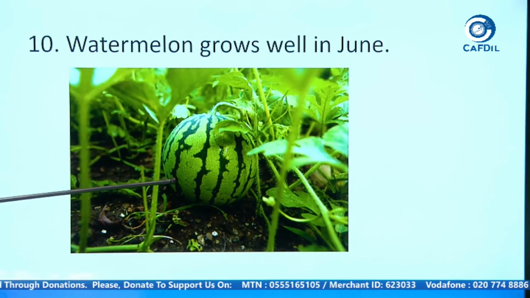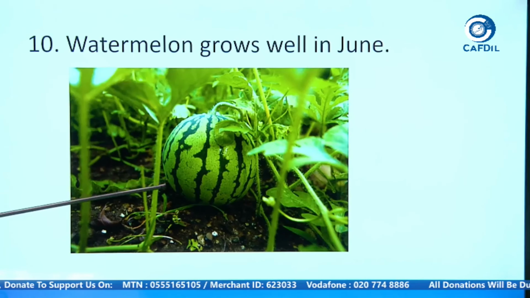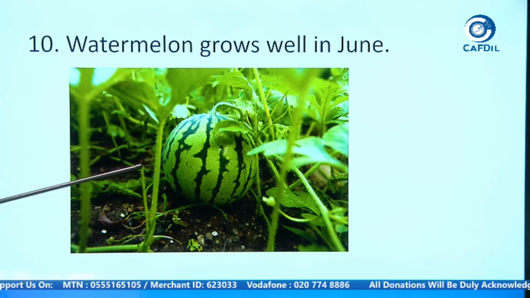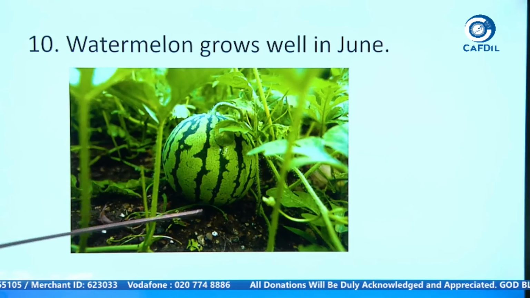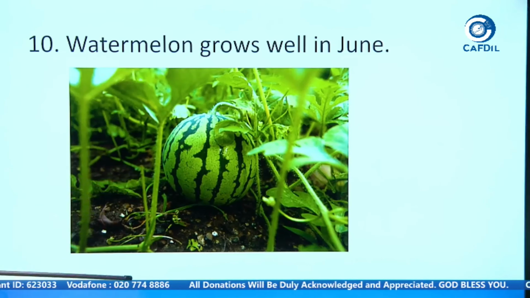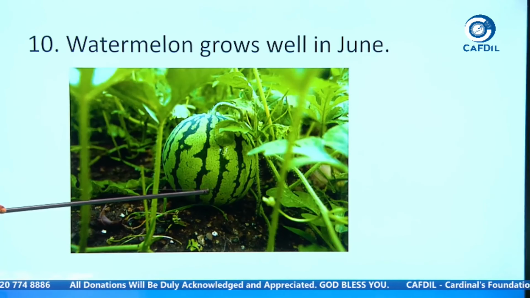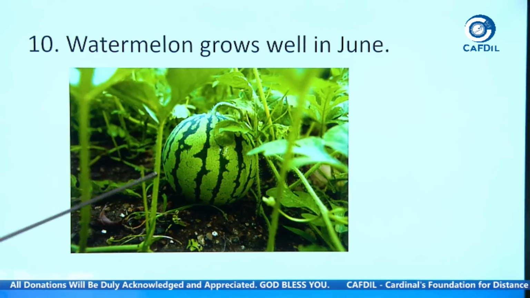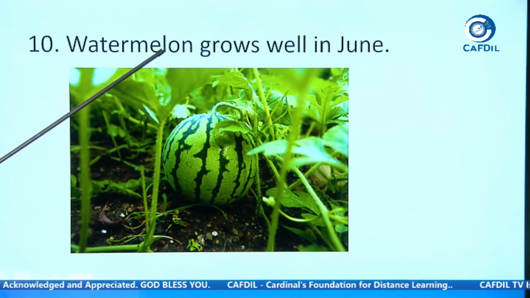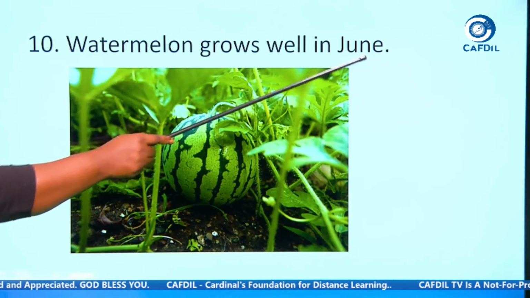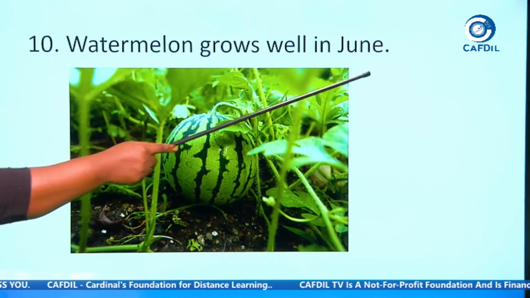What do we see? Watermelon. I love watermelon. Do you love watermelon too? Good. Beautiful watermelon. It looks very juicy. So we're going to mention the name of what we see to describe what is happening here. Watermelon grows well in June.